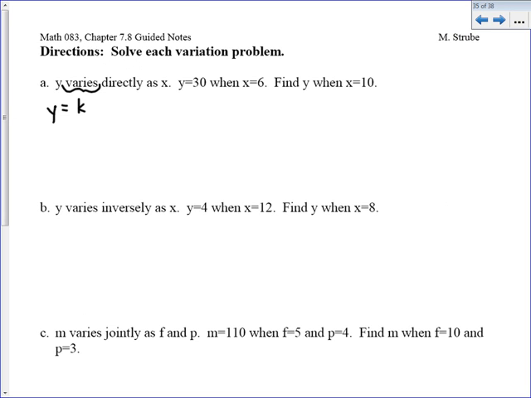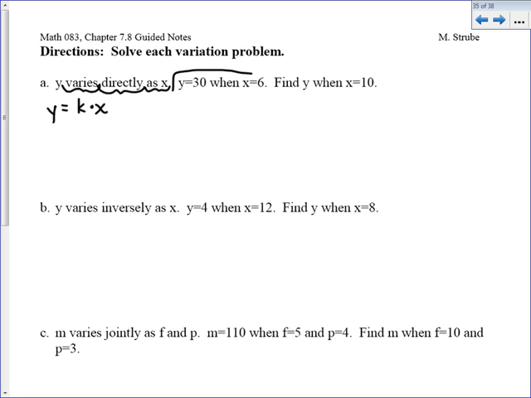Is it being multiplied or is it being divided? So our next word, we're literally going word by word. Our next word is directly. And directly means we're doing what operation? Multiplication, so times, and then as x. That's what we're multiplying by. So if you just go word by word, we can get our equation. So there's our general equation, y equals k times x.